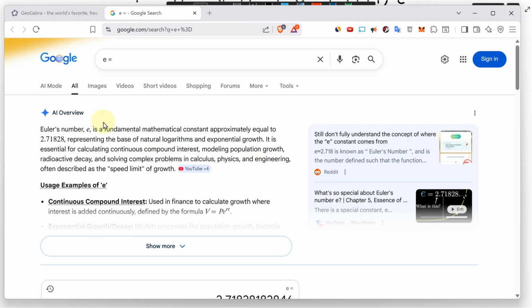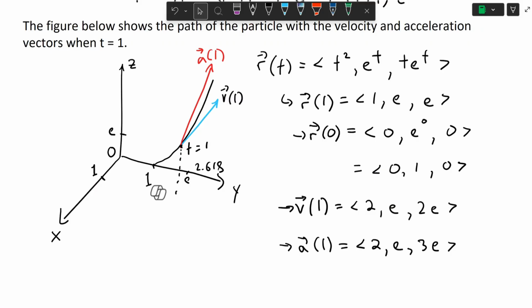All right, here, I quickly paused the video and just Googled e. So e is actually 2.718, not 2.618. All right, so that's pretty close. I also thought it was 618. Okay, so I guess it's 718. Anyway, so that's what we have.